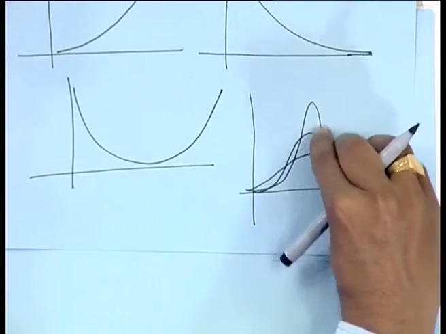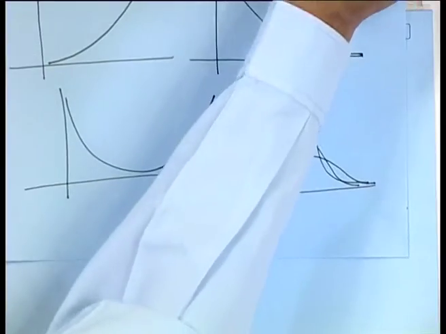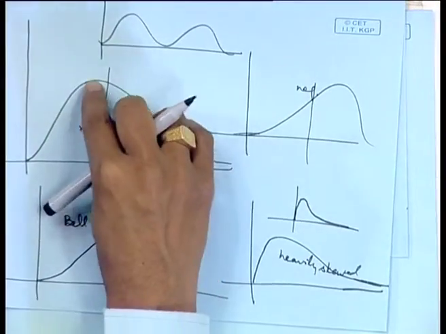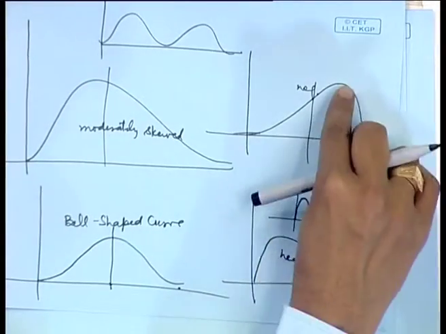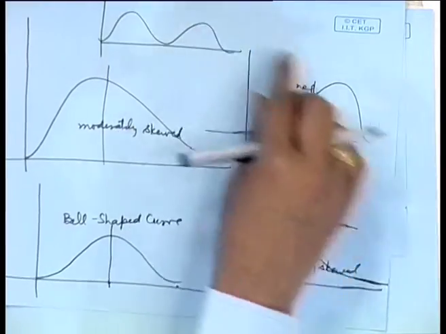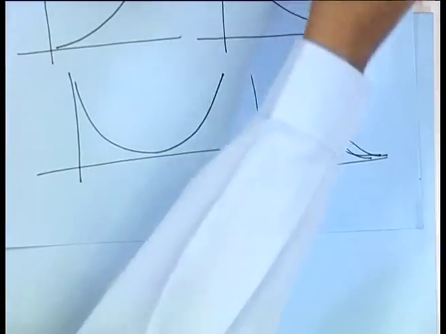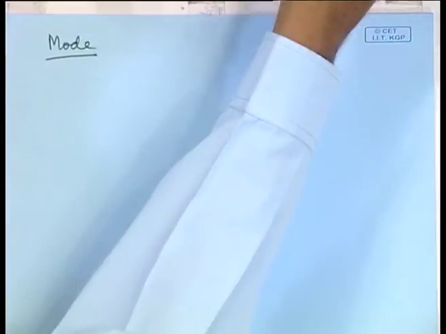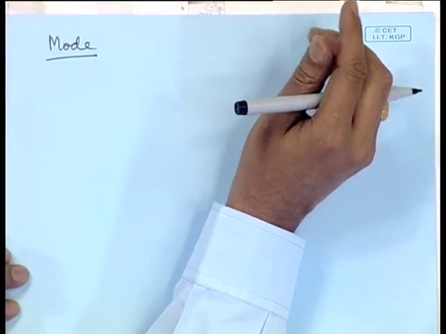For example, here this is the mode, this is the mode, or this is the mode, or in these curves this is a mode, this is a mode, this is a bimodal distribution, etc. So, one can find out from the shape of the distribution where the mode is likely to lie.